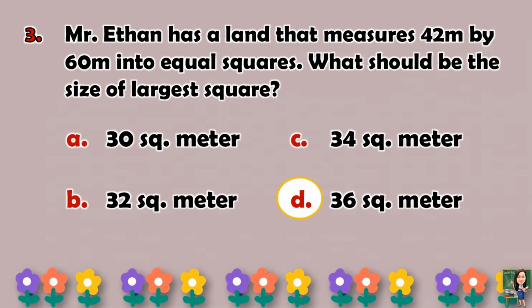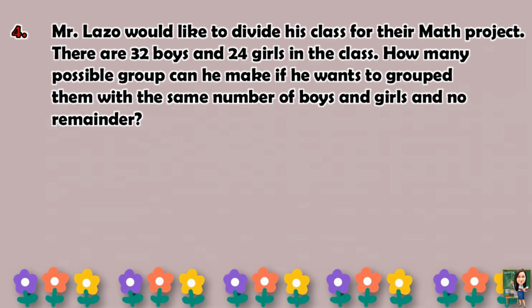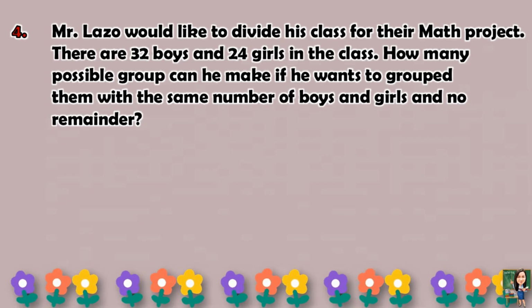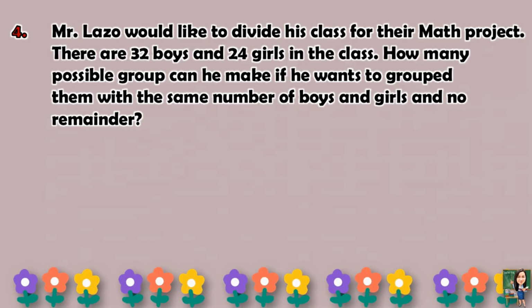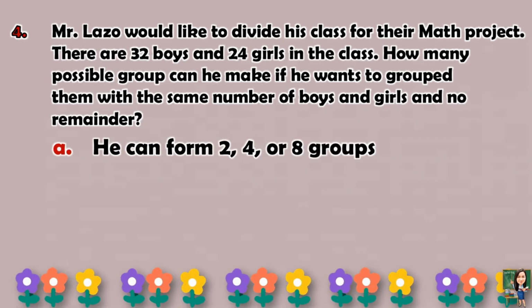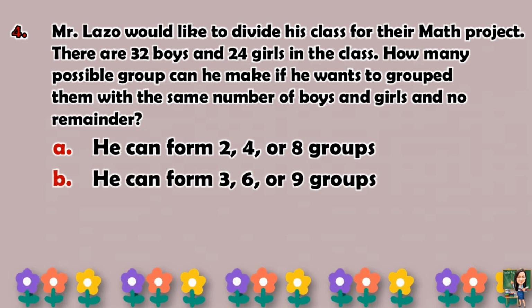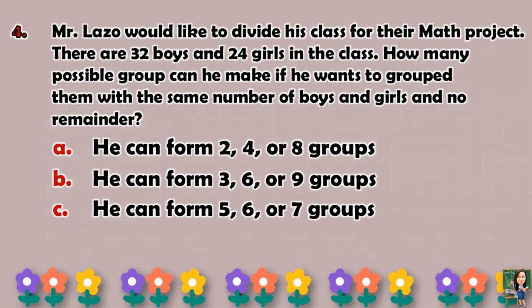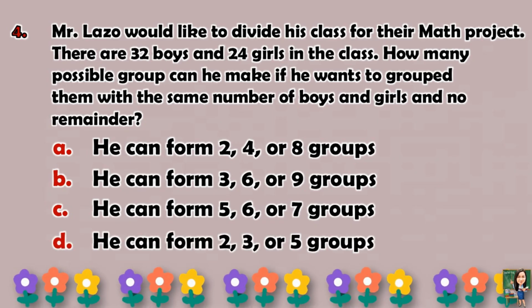36 square meter. Number 4. Mr. Lasso would like to divide his class for their math project. There are 32 boys and 24 girls in the class. How many possible groups can he make if he wants to group them with the same number of boys and girls and no remainder? A. He can form 2, 4, or 8 groups. B. He can form 3, 6, or 9 groups. C. He can form 5, 6, or 7 groups. Or D. He can form 2, 3, or 5 groups. What is the correct answer? Very good. The correct answer is letter A. He can form 2, 4, or 8 groups.